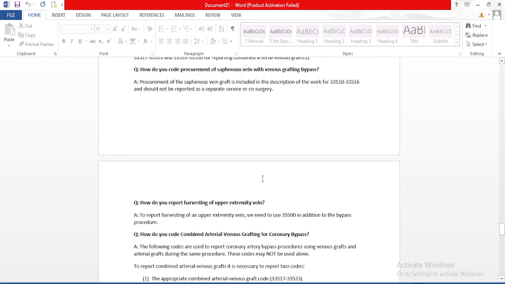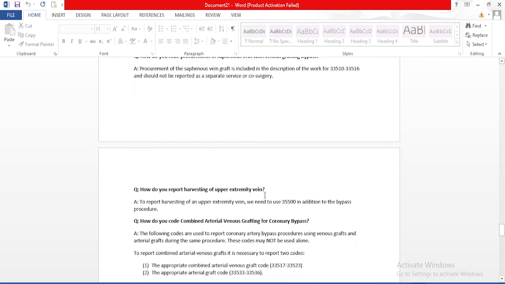How do you code procurement of saphenous vein with venous grafting bypass? Procurement of the saphenous vein graft is included in the description of the work for 33510 to 33516 and should not be reported as a separate service or co-surgery. So here saphenous vein procurement is included in CABG. In CPT we will not code separately, but in PCS we will code separately.